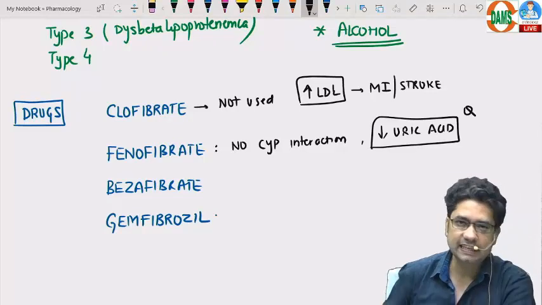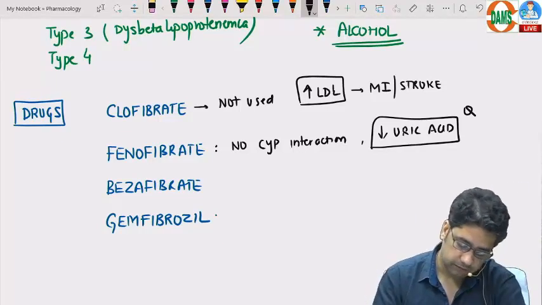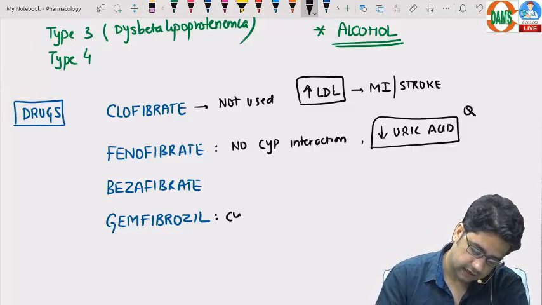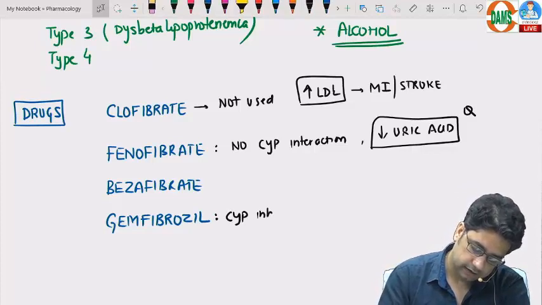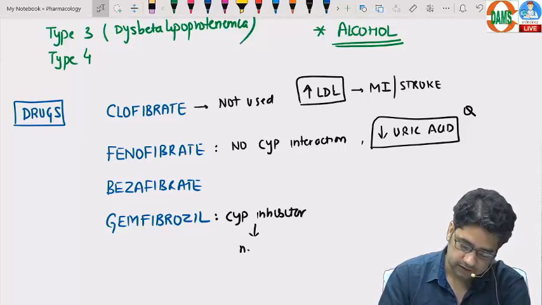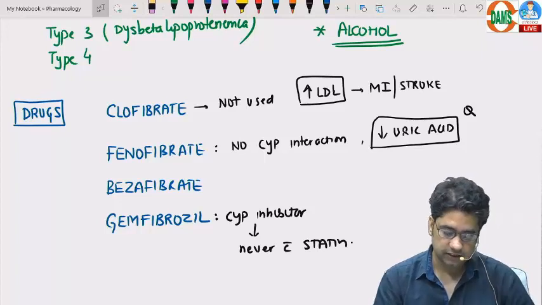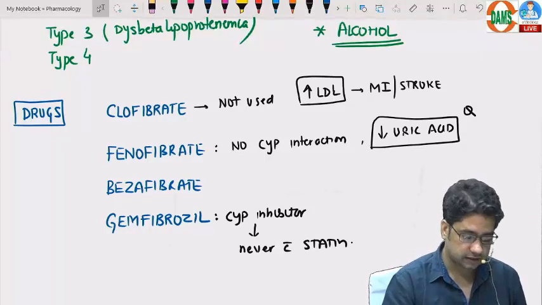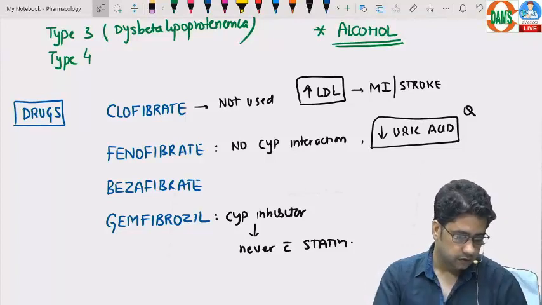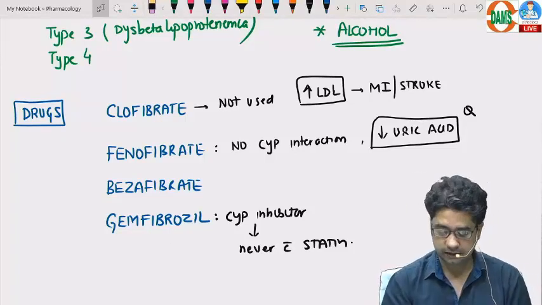Just like statin. Gemfibrozil is a CYP inhibitor. Never combine it with statin. Can you tell me the reason why gemfibrozil should not be combined with statin?